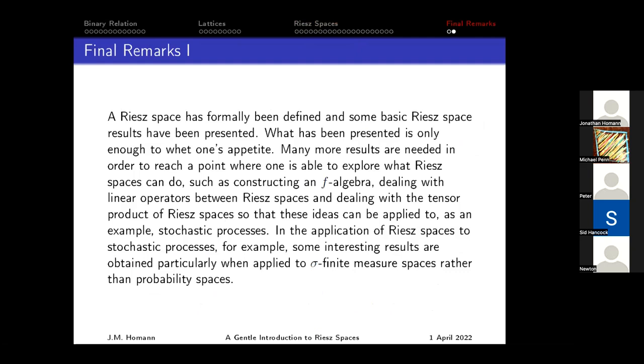And what's more interesting, once we've developed some results, we can then apply these results elsewhere. So for example, we can apply these results to stochastic processes. And what's nice with that is we can develop results of stochastic processes when applied to sigma finite measure spaces, rather than dealing with just ordinary probability spaces. So while what has been done reached a dramatic nothingness, it has set the groundwork for the ability to explore further and develop a richer theory.